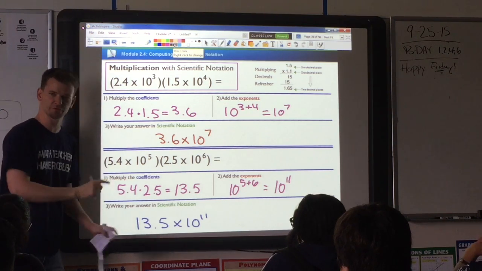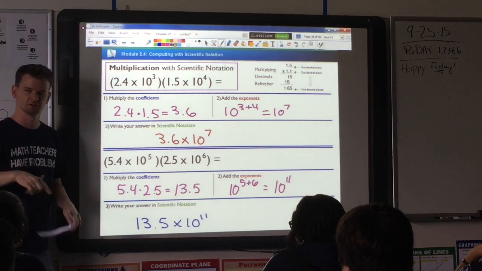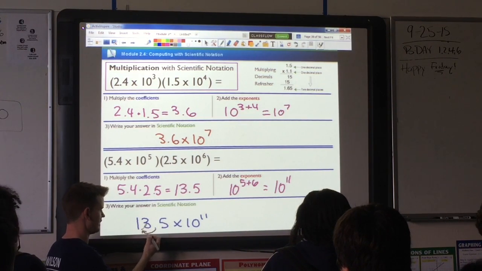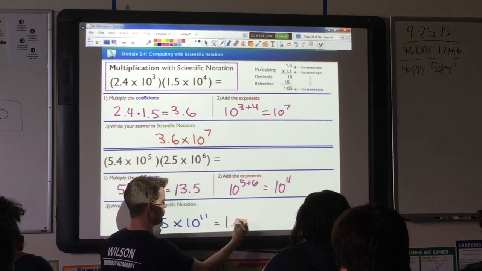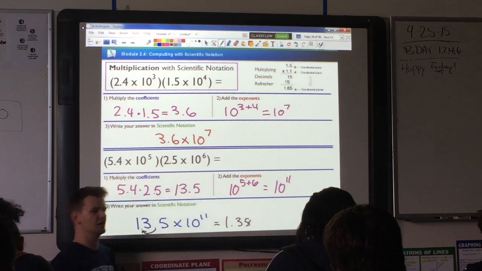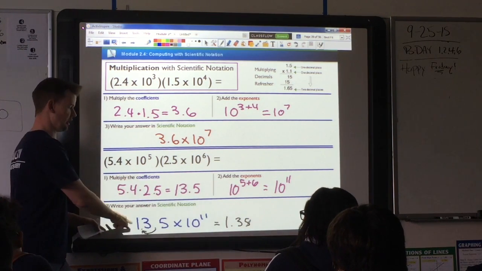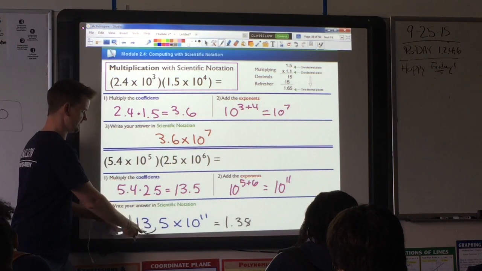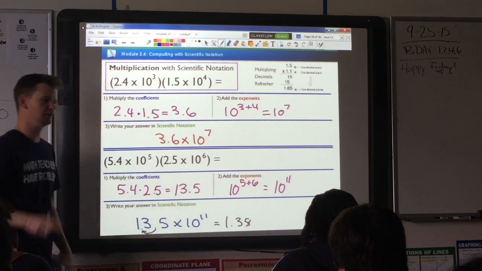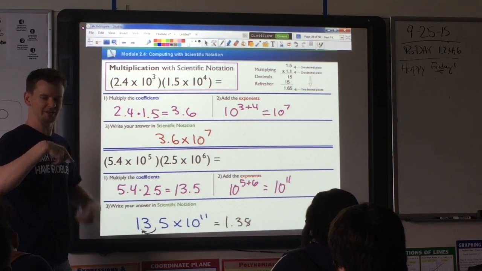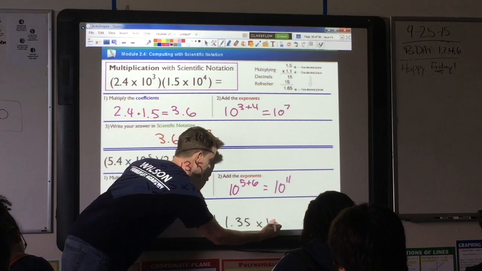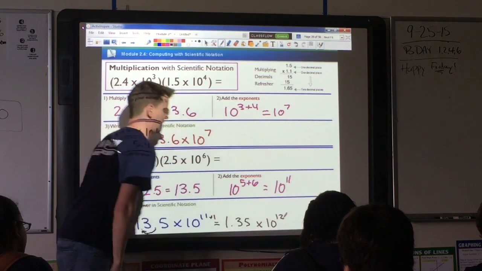Okay, well, let's move the decimal first. Which way do we have to move the decimal? To the left. How many times? Once. I move the decimal once, and this is going to become 1.35. Inverse relationship. Coefficient got smaller, exponent gets bigger. I move the decimal once, so what am I going to add to 11? I'm going to add 1. Yes, it'll become 12, and this is going to be 1.35 times 10 to the 12th power.